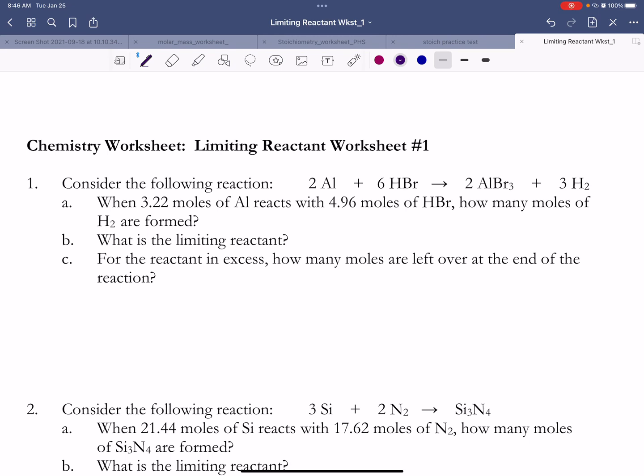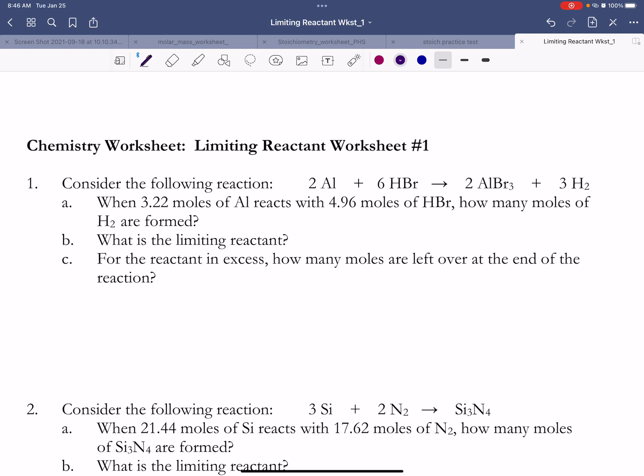Okay, deciding to do another one. We're going to do number 1 here. So consider the following reaction. You got 2 moles of aluminum plus 6 moles of hydrobromic acid, or just HBr, and that will produce 2 moles of aluminum bromide and 3 moles of hydrogen gas.